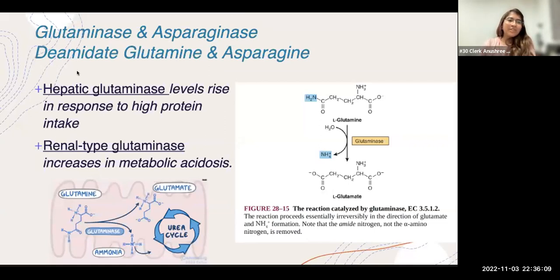So we have 2 types of glutaminase. This one is the major one. So hepatic levels rise in response to high protein intake, because when you are taking more amounts of protein, there will be more amino acids formed, more amount of ammonia formed. Hence, the enzymes also should increase in quantity. And in renal type glutaminase, there is increase in metabolic acidosis. So can you all focus on my pointer for now? So this is what happened. Glutaminase gave out glutamate again and released ammonia, which will go into the urea cycle. This is the same thing that's given in your book.